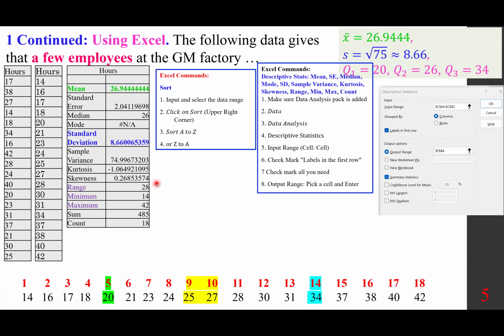A range, I hope you remember the range was 28. The minimum is 14. The maximum is 42. These are the pieces of information that we receive. Now, what about the rest?